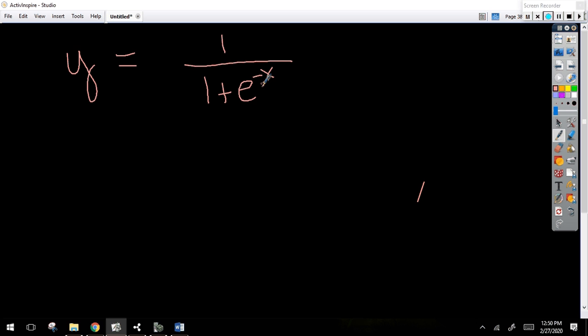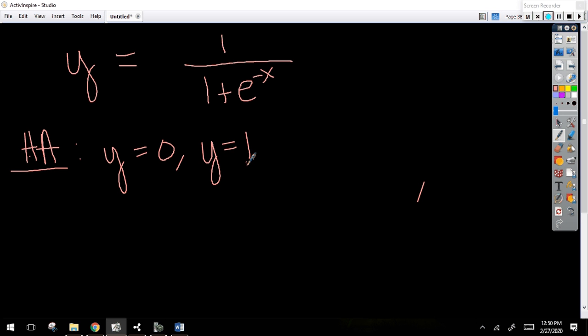All right, asymptotes. There are two. They're both horizontal. y equals 0 and y equals 1. We're going to be scrunched between two asymptotes. It'll be fun. So 0 and 1.